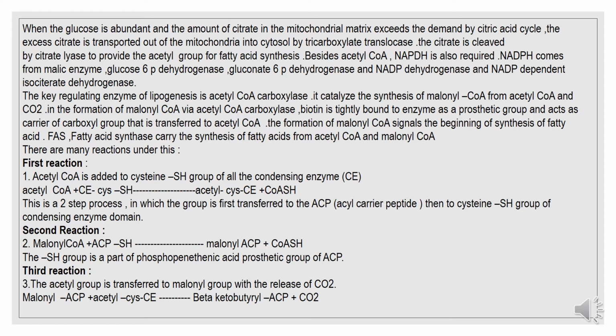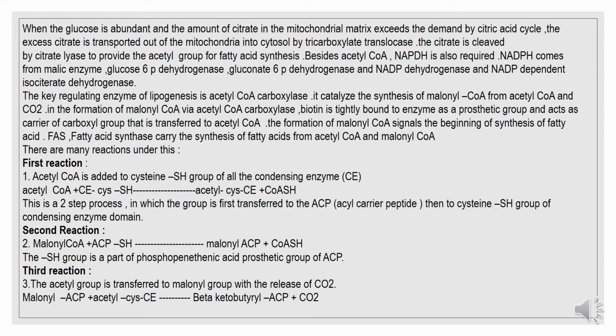FAS means fatty acid synthase. It carries out the synthesis of fatty acids from acetyl coenzyme A and malonyl coenzyme A. There are many reactions under this. Acetyl coenzyme A is added to the cysteine SH group of the condensing enzyme: acetyl CoA plus CE-Cys-SH gives acetyl-Cys-CE plus CoASH. This is a reaction that we need to know and always remember.